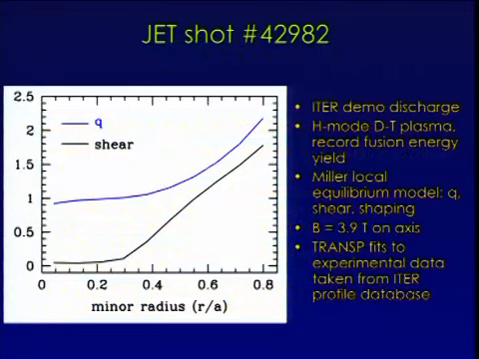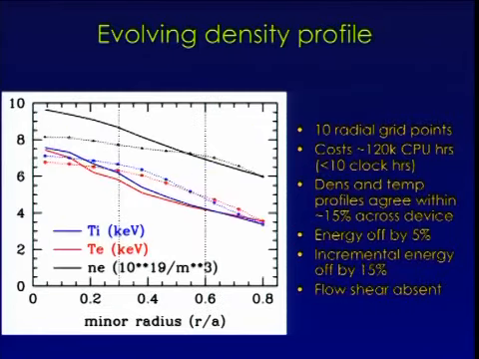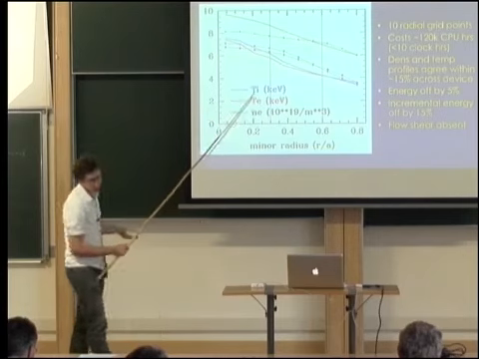And so just one example piece of data I'll show. This is taken from a JET shot. It's a meteor demonstration discharge, which is with deuterium and tritium, and at the time it's a record fusion energy yield. And so these are the kind of results that one can get from Trinity.